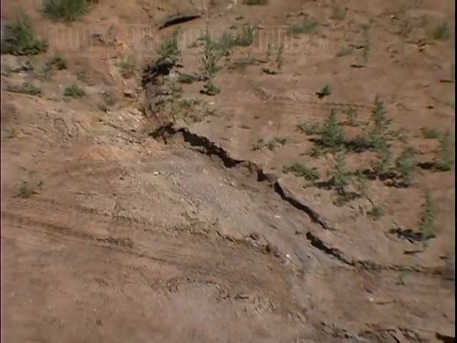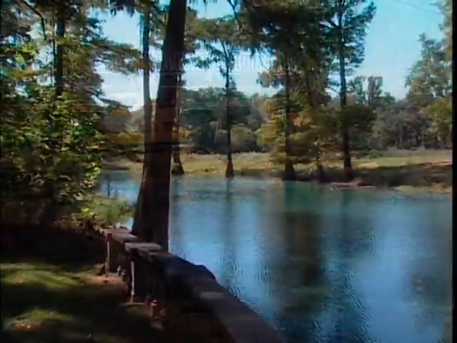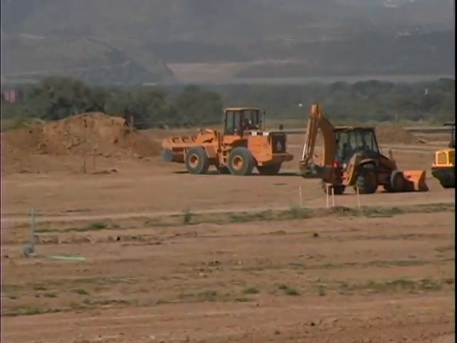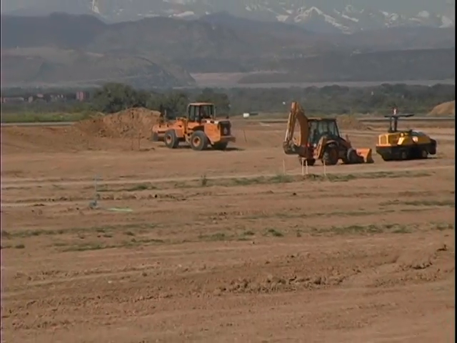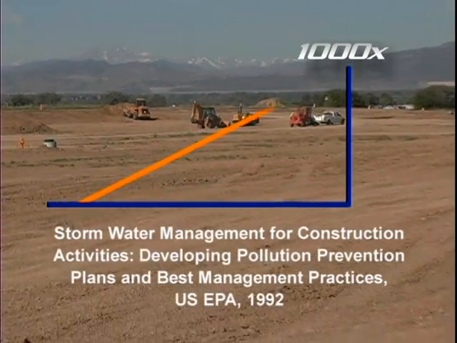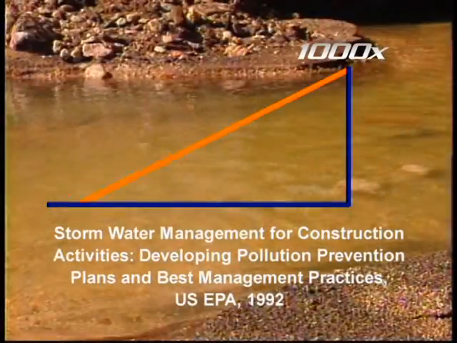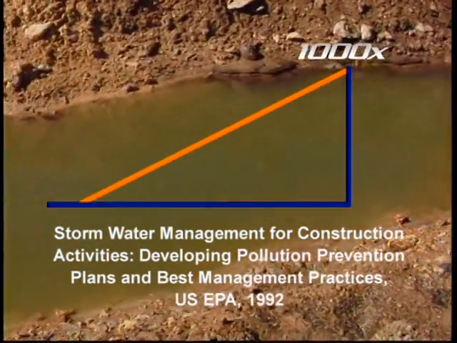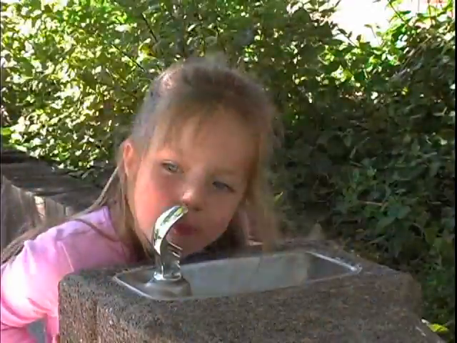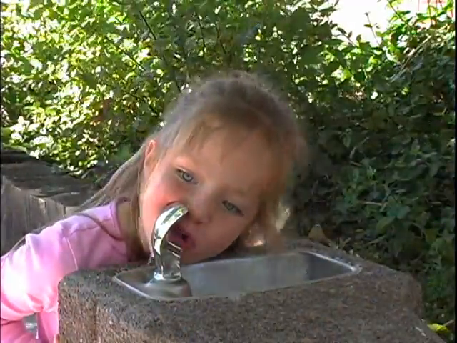Well, guess where that soil went? Into a river, stream, or lake somewhere downhill. Clearing and grading the landscape at a construction site can increase the erosion rate by as much as 1,000 times. And that soil and sediment can silt up stream beds, destroy fish and wildlife habitat, and make sources of drinking water more difficult and expensive to clean up.